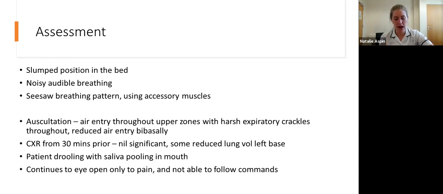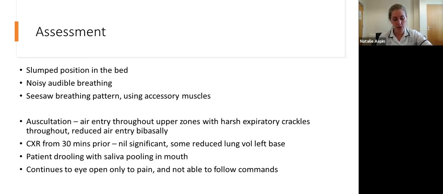He's got reduced air entry bilaterally, and possibly that's because he's got that more rapid, shallow breathing pattern, and he's using his accessory muscles. They've done a good job, and they've done a chest x-ray as he's deteriorated, with him going up on his oxygen. Actually, there isn't anything particularly significant on his chest x-ray compared to one that he's had previously, just some reduced volume at his left base.